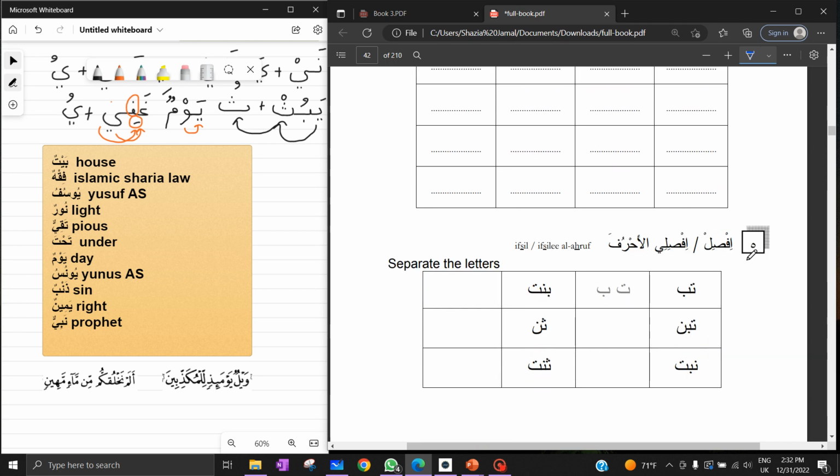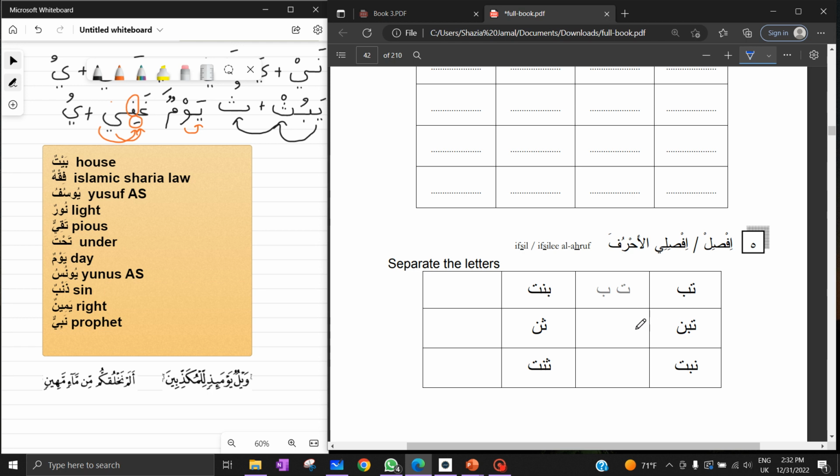Then exercise 5, ifsili means to separate the letters. Fasl means gap. Gap, there is a space, and from that word comes ifsil, to make gaps, to separate. Ifsili.